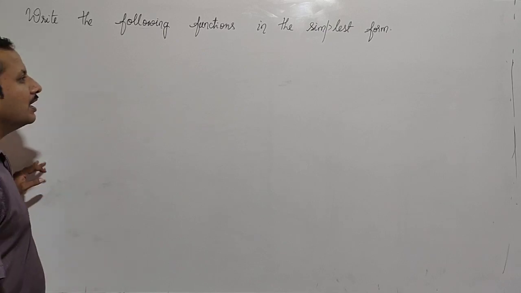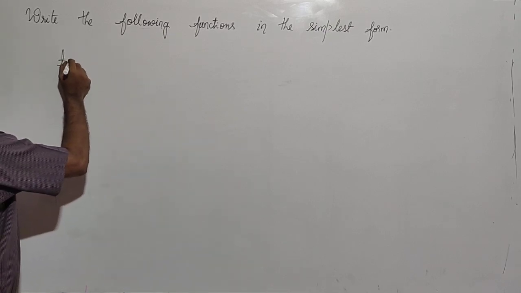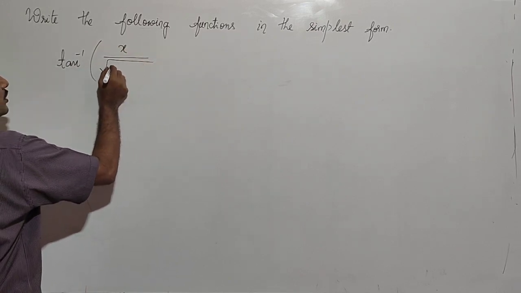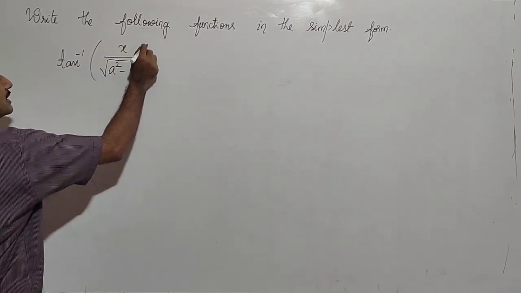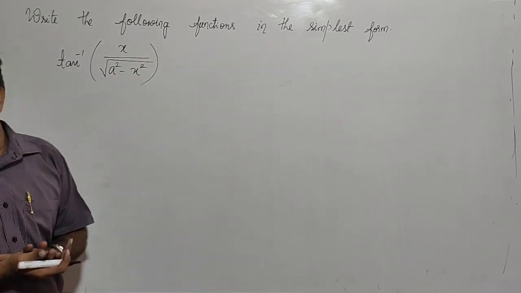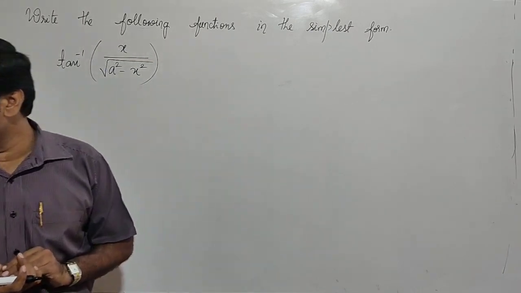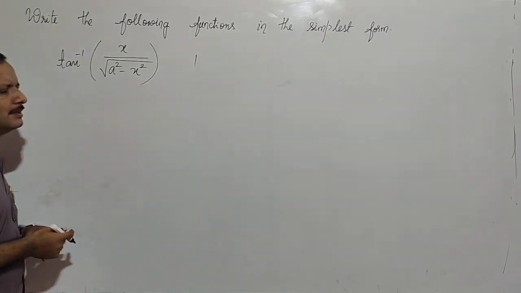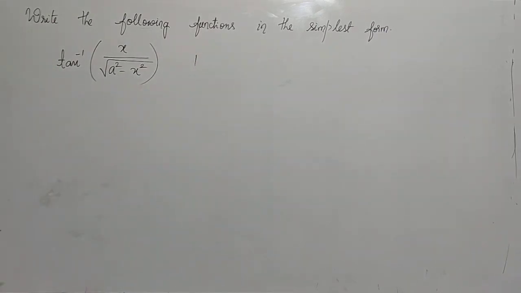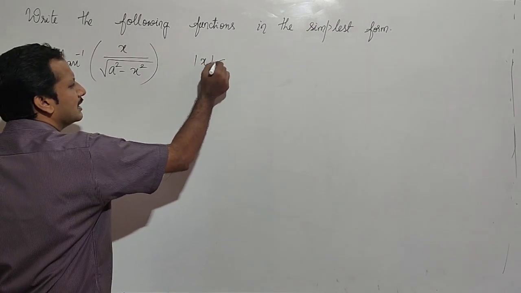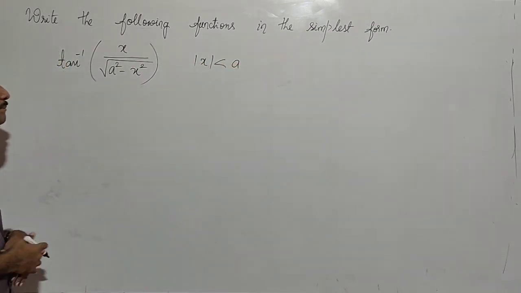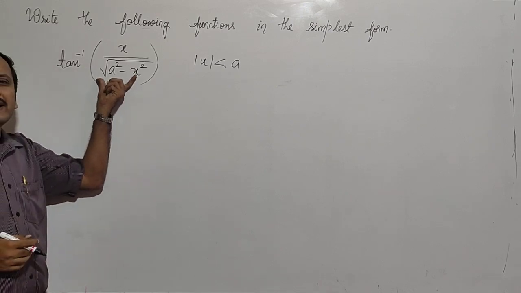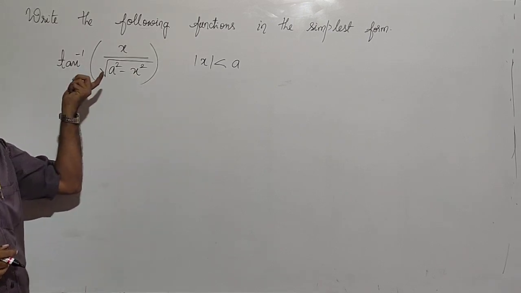Next question. Tan inverse of x divided by root of a square minus x square. They are given the condition that mod x is less than a. Okay. So now you can observe root of a square minus x square.